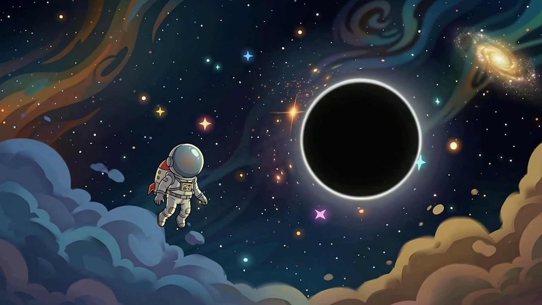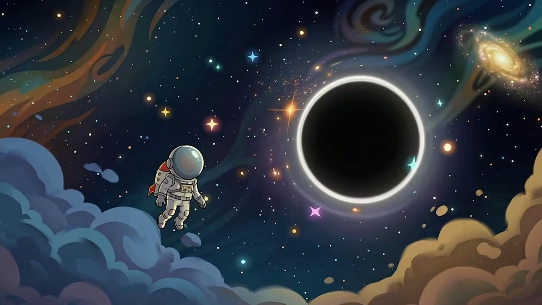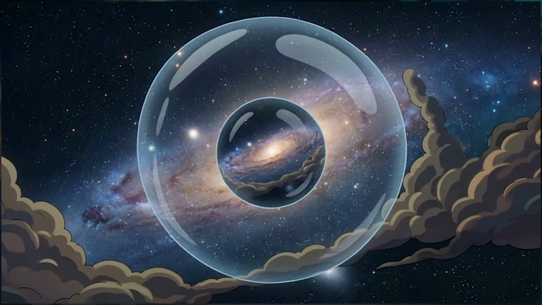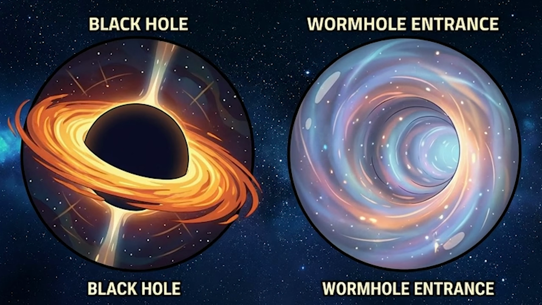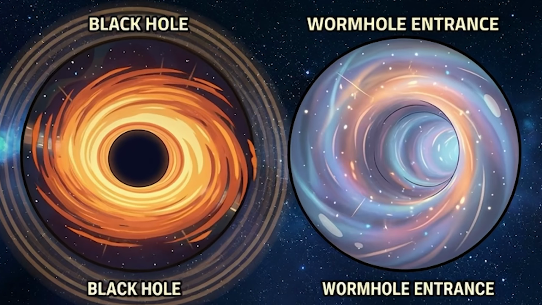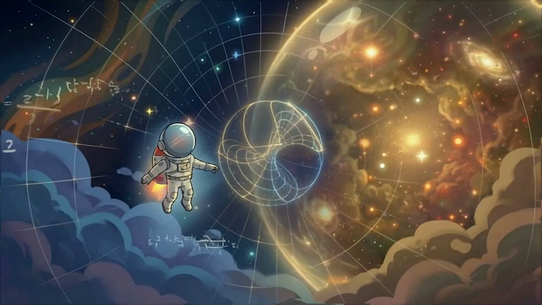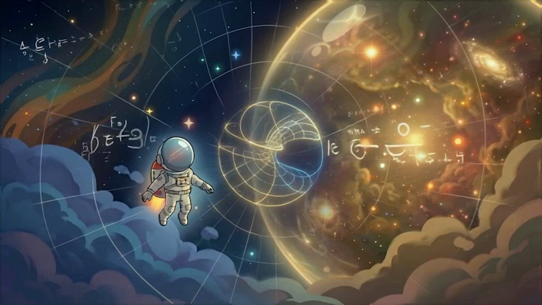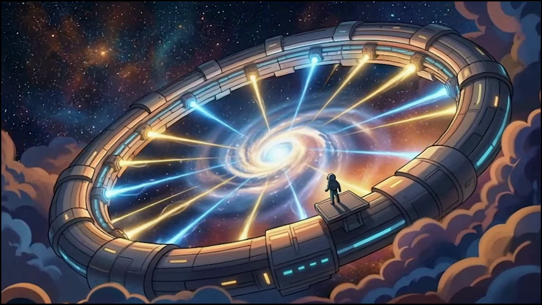From the outside, such an object might look almost identical to a black hole. The same spherical symmetry, the same gravitational lensing. The only clues would be subtle, unusual radiation patterns, or matter flowing in ways black holes cannot allow. It's speculative, but not forbidden by the equations. And if nature did not provide ready-made wormholes, there remains another possibility. We could try to build one.